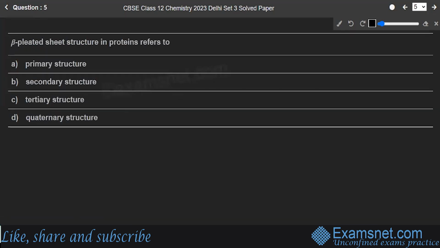Beta pleated sheet structure in proteins refers to which of the following: primary structure, secondary, tertiary, or quaternary structure? See, beta pleated sheets are the secondary structure in proteins where two or more segments of polypeptide chain line up next to each other, forming a sheet-like structure held together by the hydrogen bond. So B is the right answer. Secondary structure. Hope you got that.